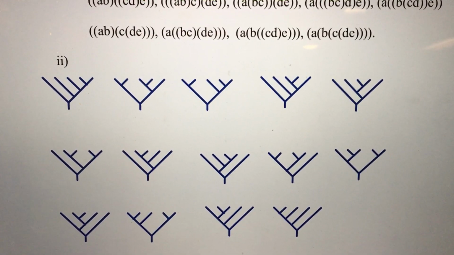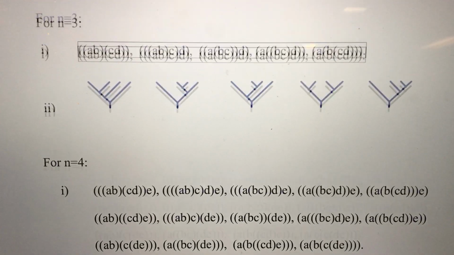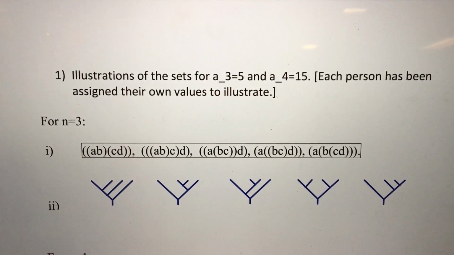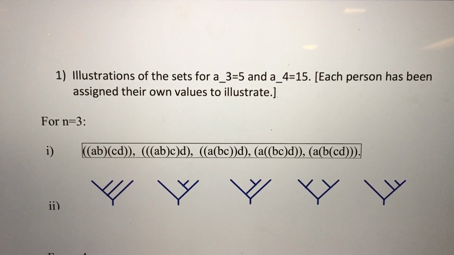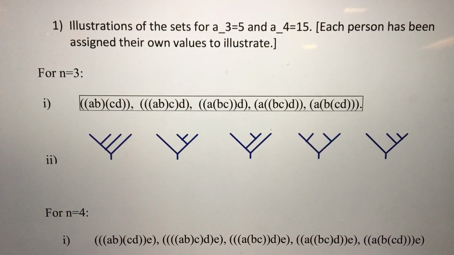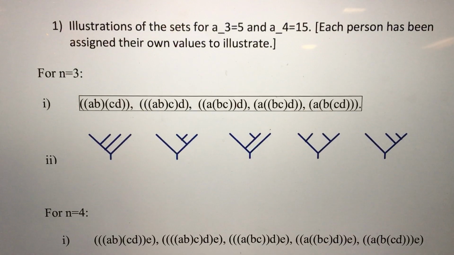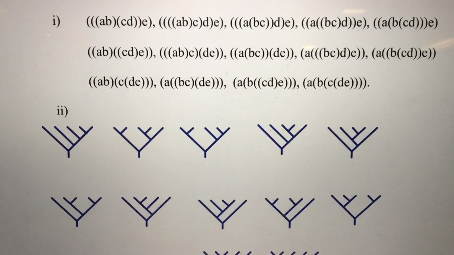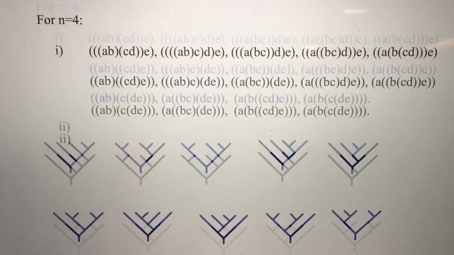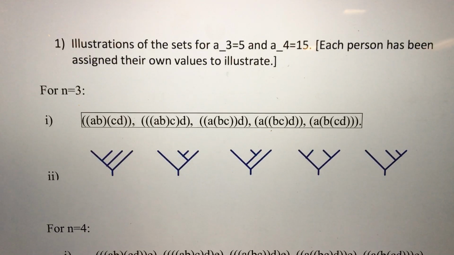So everybody will have these same points. They'll have 2 values, 5 and, ooh, haha, I think that's a typo up there. A sub 4 should be 14. 1, 2, 3, 4, 5, 6, 7, 8, 9, 10, 11, 12, 13, 14. Yep, oops. Not 15, 14.